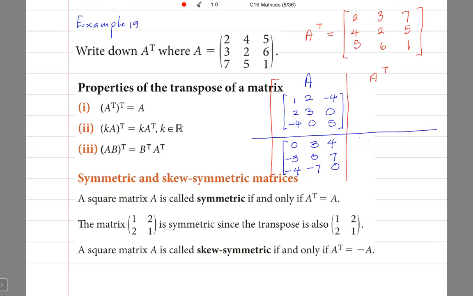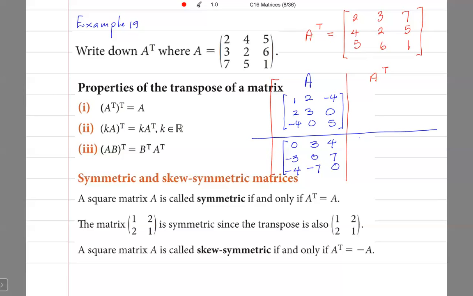The third property of the transpose of a matrix is that the transpose of matrix product AB is equal to the product of the transpose of matrix B multiplied by the transpose of matrix A. Fine, that's not so intuitive. However, it is something that's easy for us to determine whether it is true or not.